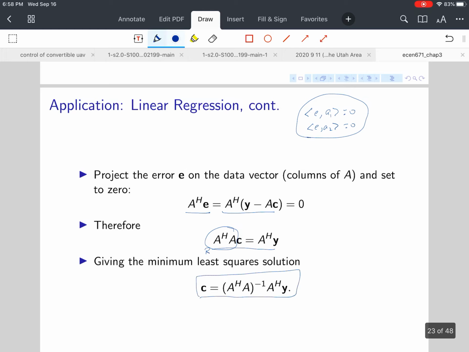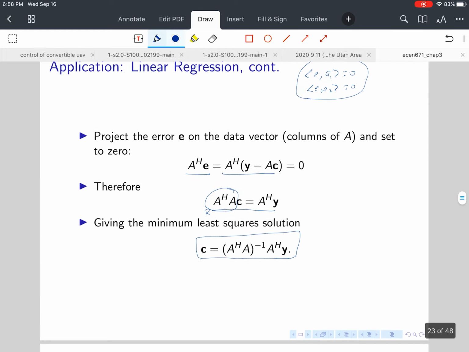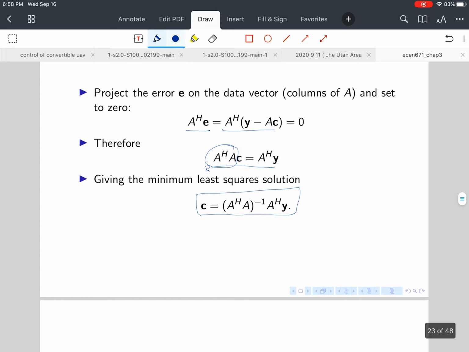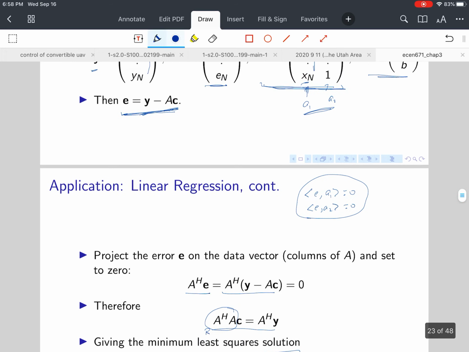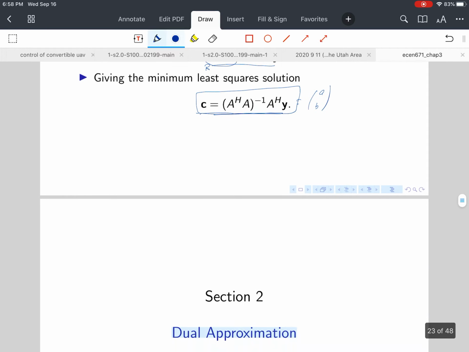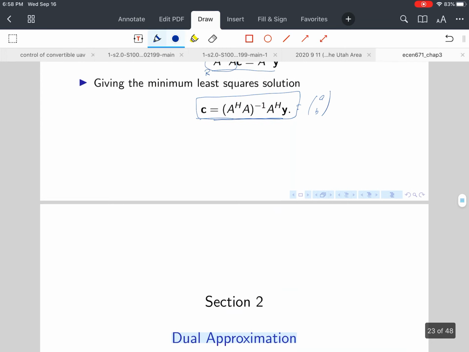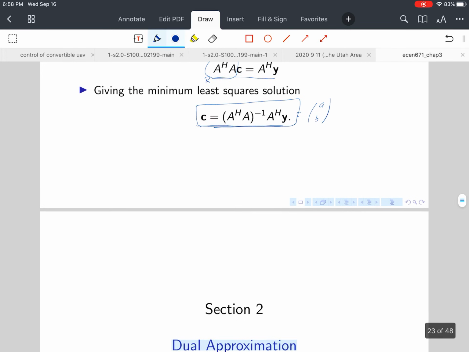This is going to be our Gramian R. We invert the Gramian as long as A1 and A2 are linearly independent. So as long as all of the x's are not the same, there are different x's, then they'll be linearly independent. And we invert and we get our coefficients, which are, of course, a and b. So that gives us the least squares.